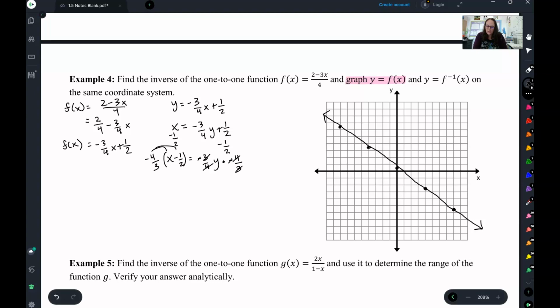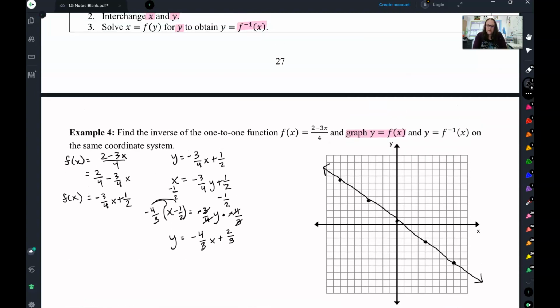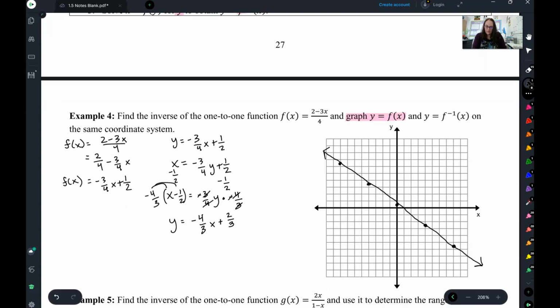So this -4/3 I'm going to distribute in. So I get -4/3 x. Plus, see that 4 times 1 is 4, 3 times 2 is 6, so that's 4/6, which simplifies to 2/3. Then, last step, I change that y into an f inverse of x to show that this equation is the inverse of the one I started with. So that's how you solve for an inverse equation.